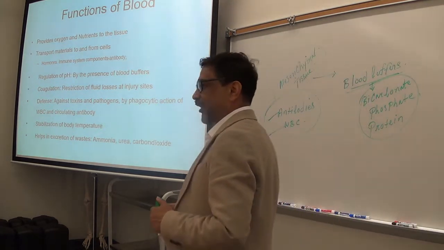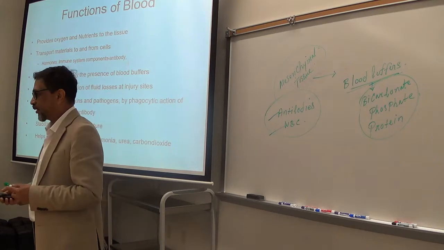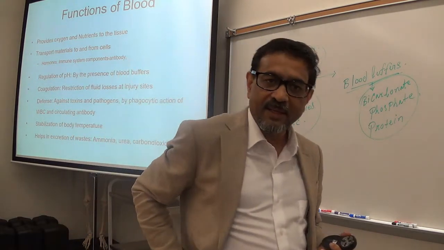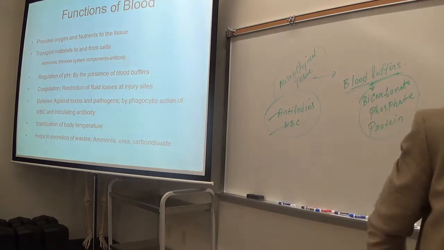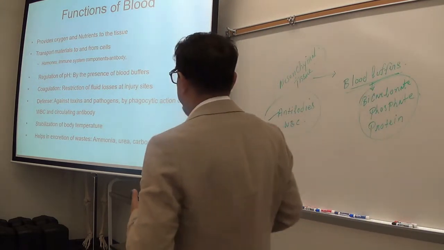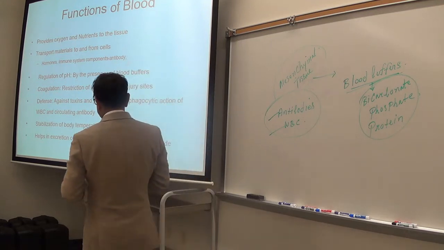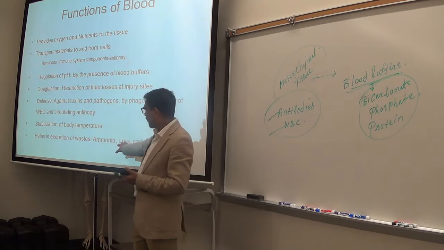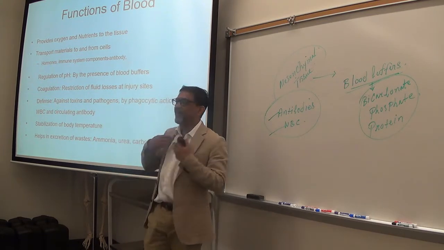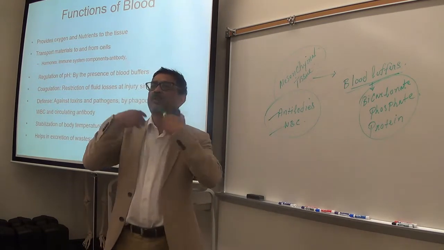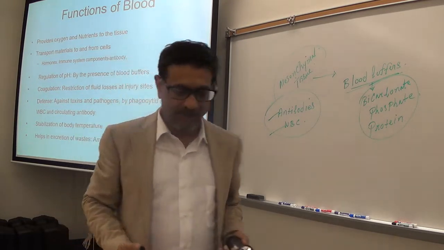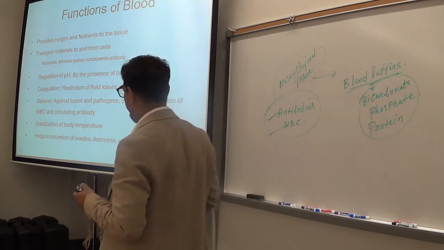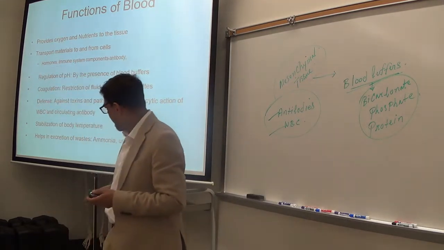Help in excretion. I already mentioned that toxic metabolic wastes are taken to the kidneys mainly and excreted through the urine. Which toxic chemicals get out through the urine? Ammonia, urea, those two things. And carbon dioxide gets out through the breathing. So blood brings the carbon dioxide into the lung and we expel the carbon dioxide out from the lung.